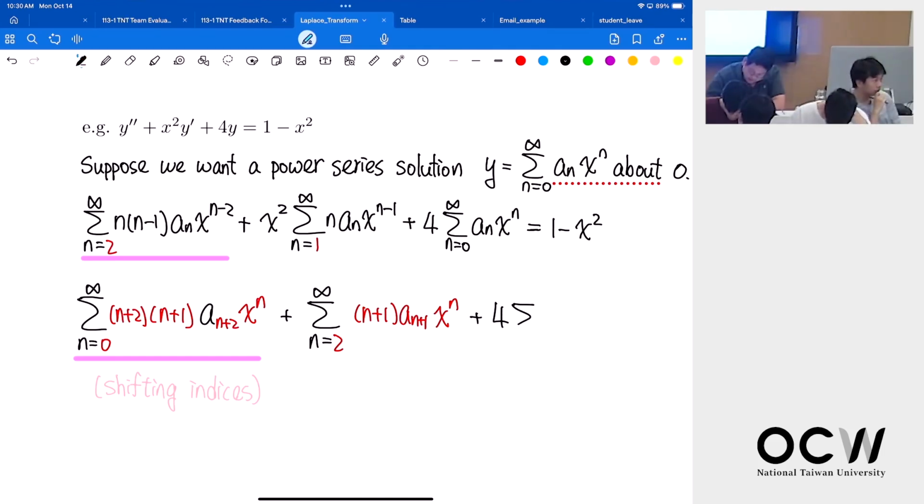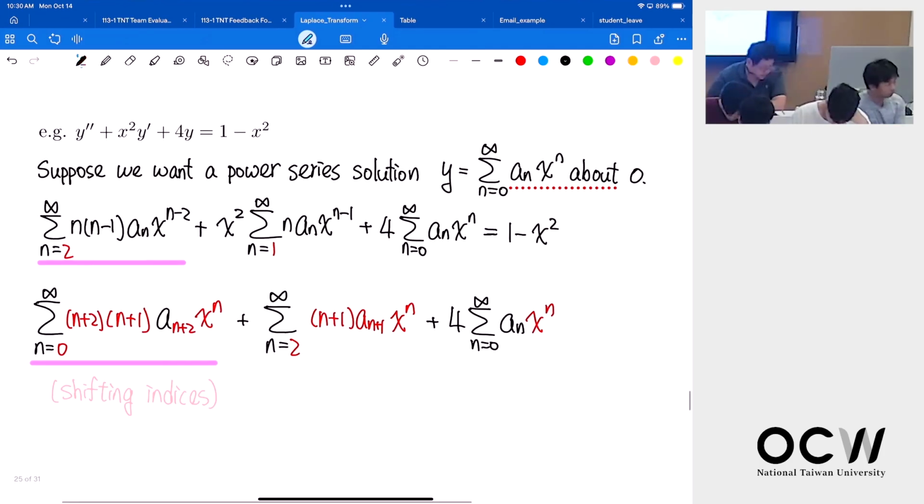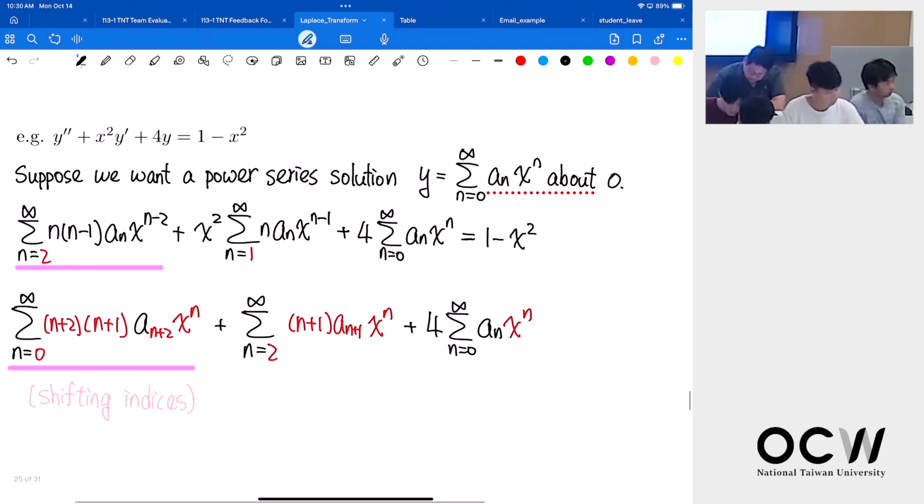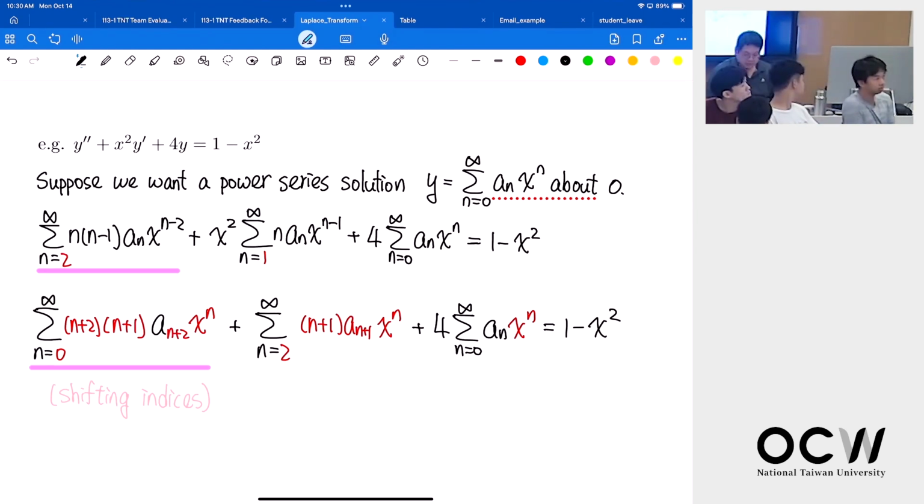Then the rest, a_n, I still put x to the n. So this equals 1 minus x squared. Is that correct? So this is the green part.